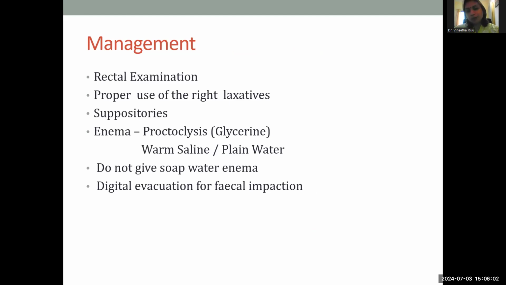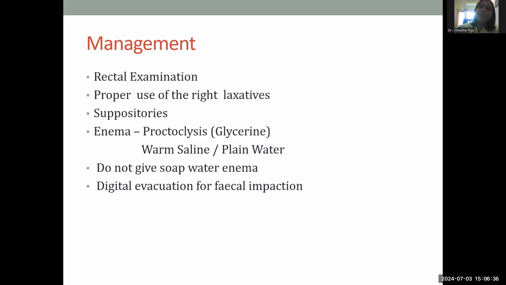When you have your patient coming to you, always do a rectal examination, because there is no point giving laxatives upstream if the patient is having a loaded colon with dry fecal matter. Sometimes even if you give an enema, it's only the enema fluid which runs out and not the stools. So always do a rectal examination and digital evacuation if required, even to place a suppository for the patient.